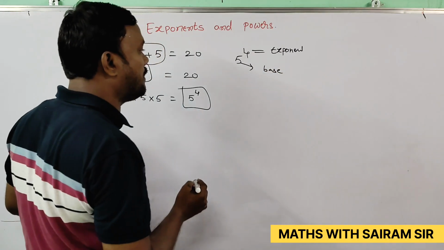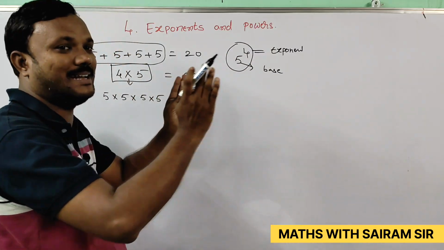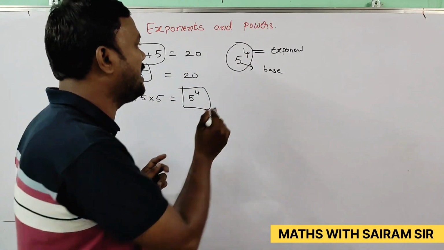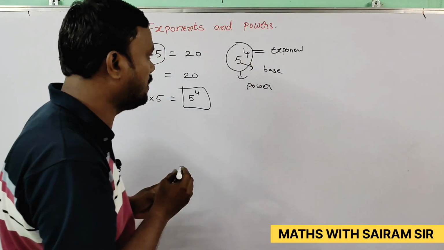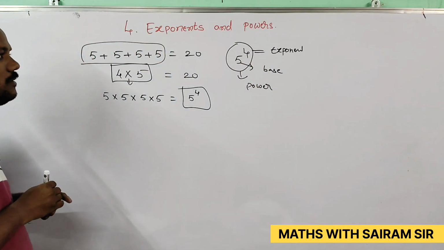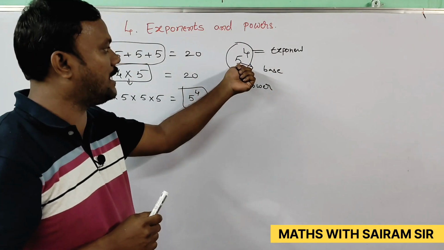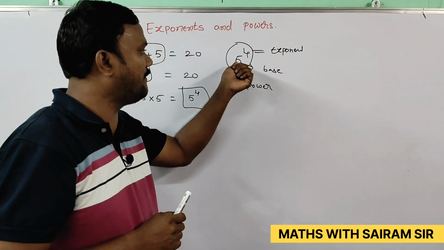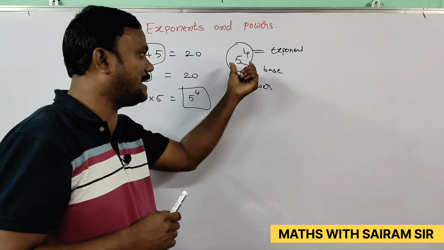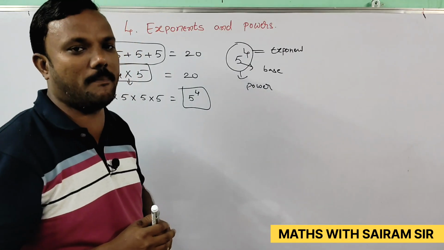Sir, what does power mean? 5 to the power of 4, this entire expression is called a power. I hope you now have a clear idea regarding exponents and powers. In 5 to the power of 4, 4 is the exponent, 5 is the base, and the entire expression 5 to the power of 4 is what we call a power.